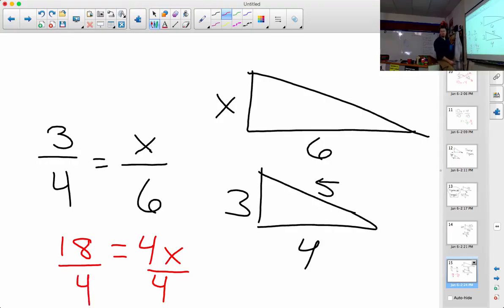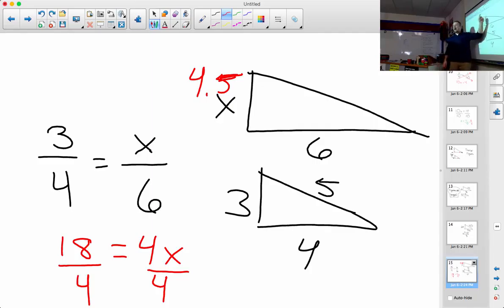Now, this simplified is 9 over 2. 9 divided by 2 is what number? 4.5. So x equals 4.5. All right, so we've got that much down, and that's good. So now I know this is 6. I know this is 4.5.